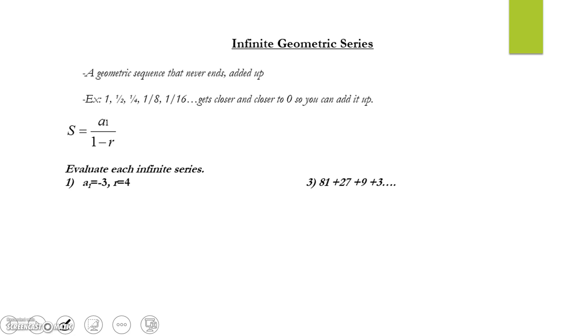So the formula is smaller. All you do is put a sub 1, which in this case is given to us, -3, over, and in parentheses, 1 minus my r. And so the second one, I'm going to get my calculator and do it all at once.